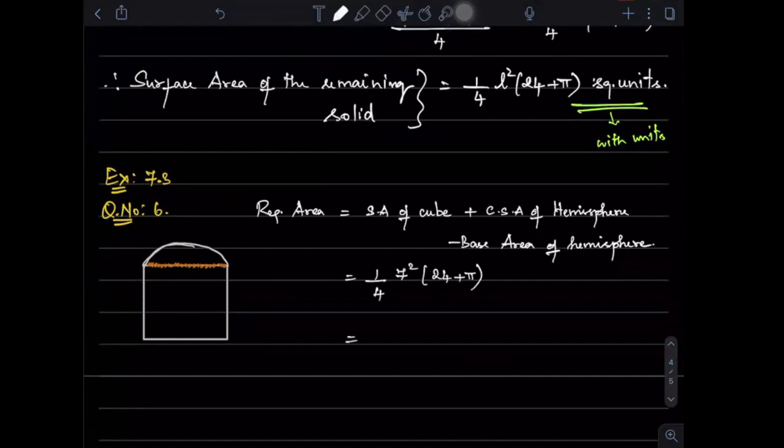Sir, we can do it, no, sir. CSA plus the base area of the cube, sir, at the bottom. And area of the hemisphere plus the top area, the base area of the hemisphere, we can do, sir. Because if we take the CSA of the cube, the whole thing will come, no, sir.